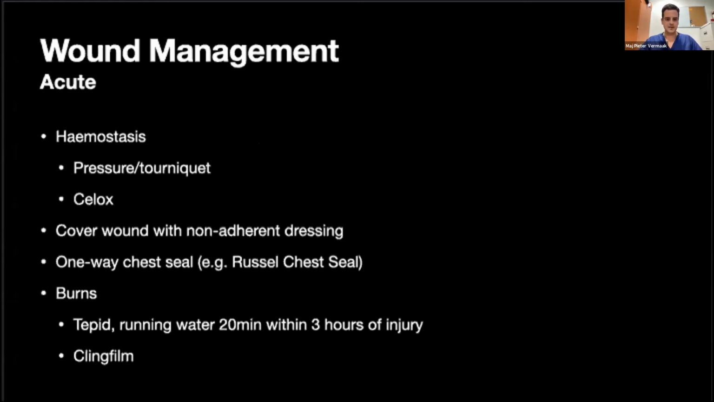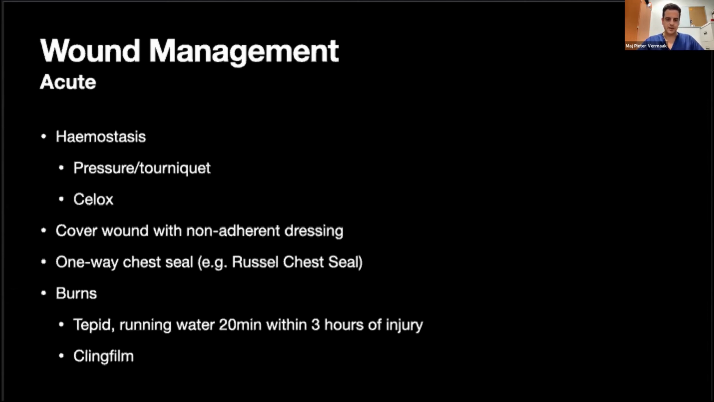So Celox is this. I think I've got a picture actually a little bit later about this, but it's a dressing that's filled with chitosan, which is extracted from shrimp shells. So once they've shoved the prawn cocktail into your wound, it makes this gel, which then stops the bleeding. Works really well. So hemostasis.